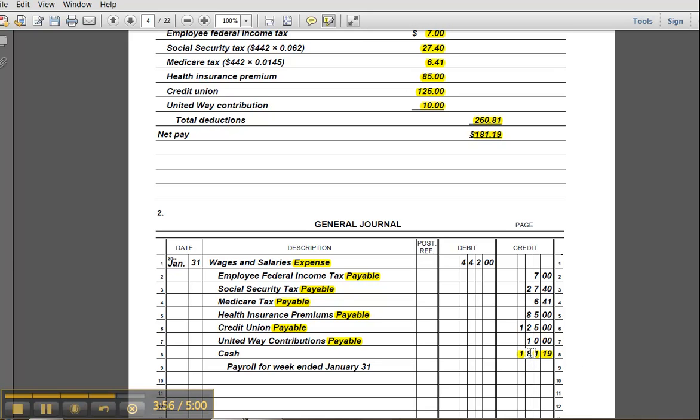Okay, so then we're going to have to credit our cash for our net pay. Cash is the take-home pay. It's the net pay. It's the amount that their check is written for. So all of your deductions and your net pay should equal your debit of your total wages and salaries expense.